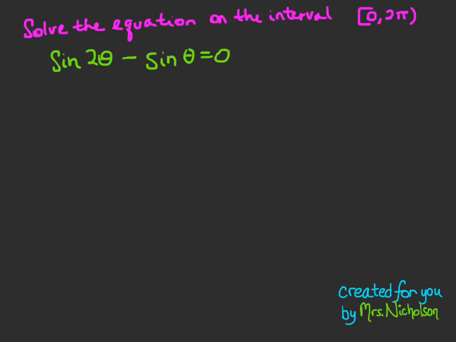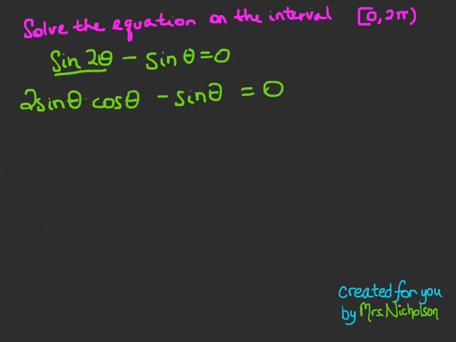All right, let's look at another equation. Again, we're solving over the interval 0 to 2 pi. We're going to start this out like I did the previous question. I have sine 2 theta. So I'm going to substitute in that double angle identity for sine, which is 2 sine theta cosine theta. And then I still have minus sine theta equal to 0.